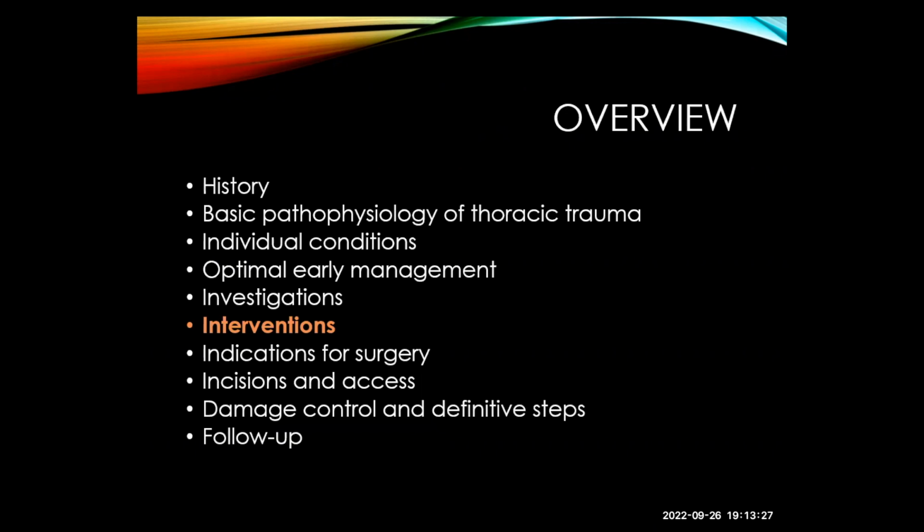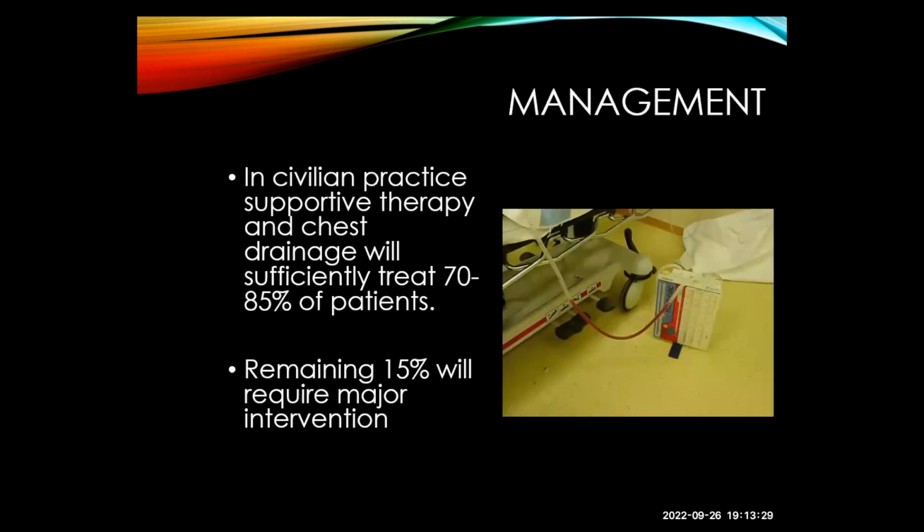So the various interventions you can do, the first and foremost is a chest drain. In civilian practice, up to 85% of major hemothoraces can be managed with a chest drain. 15% may require a further intervention. So that's your standard chest drain, which is an underwater seal.